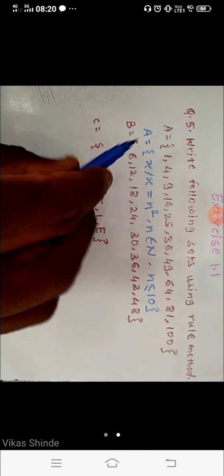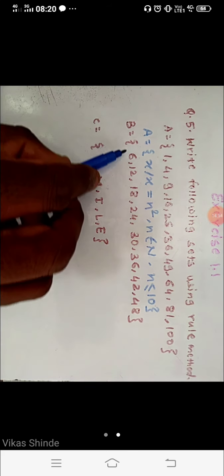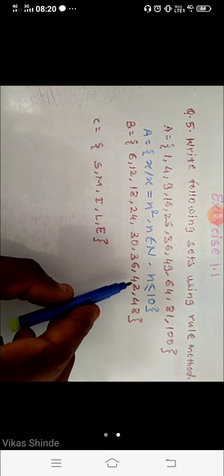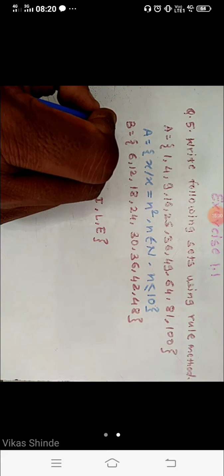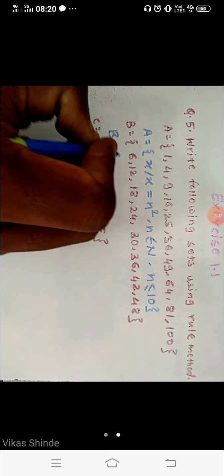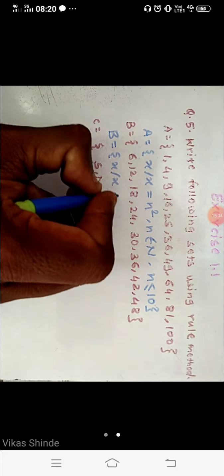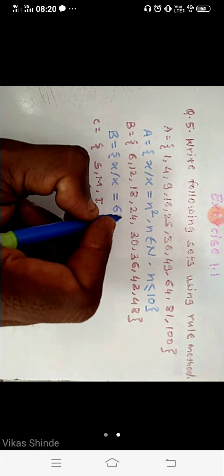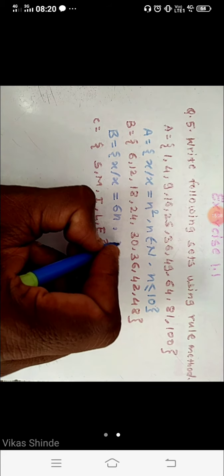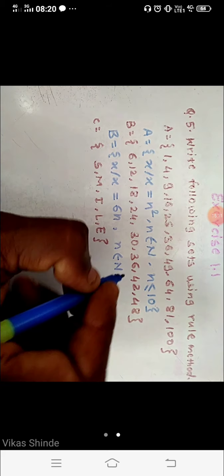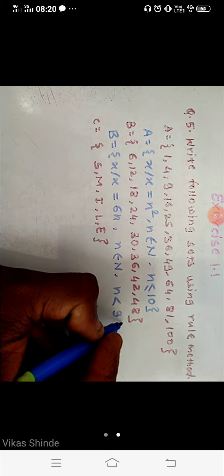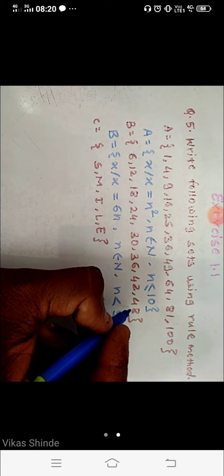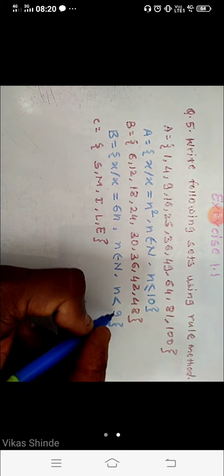Now second one, if you look set B: 6, 12, 18, 24, 30, 36, 42, 48. These numbers are the multiples of 6 here. So we have to write B is equal to, inside a curly bracket, x such that x is equal to 6n, means multiple of 6, and that n belongs to natural numbers, and here that n is less than 9 here. If you look which is this multiple, 6 8s are 48, so that means n is less than 9 here.